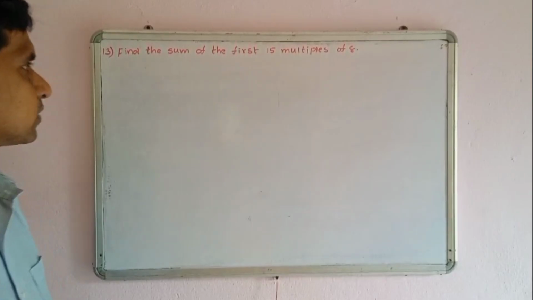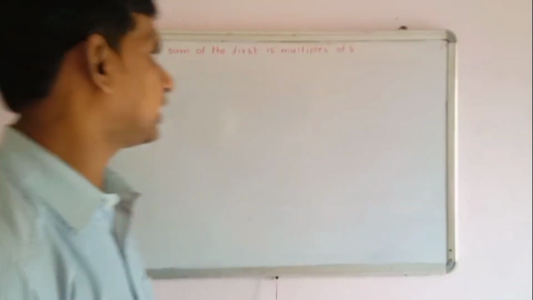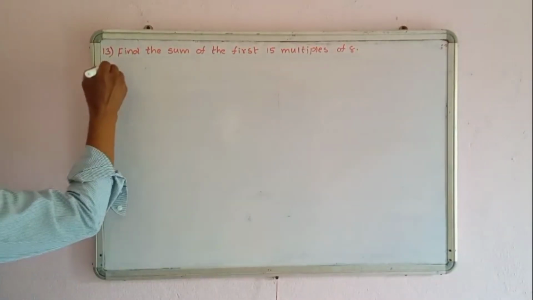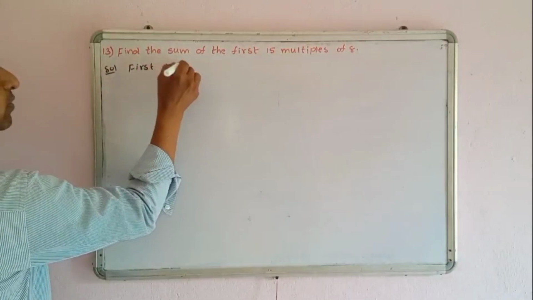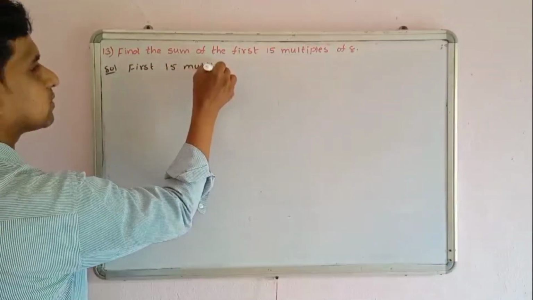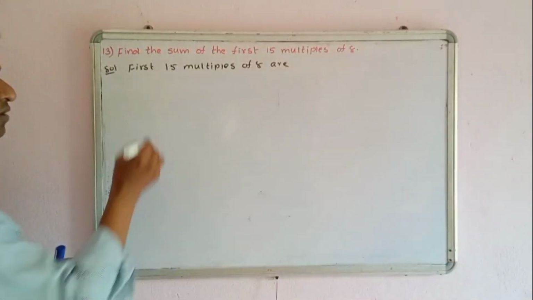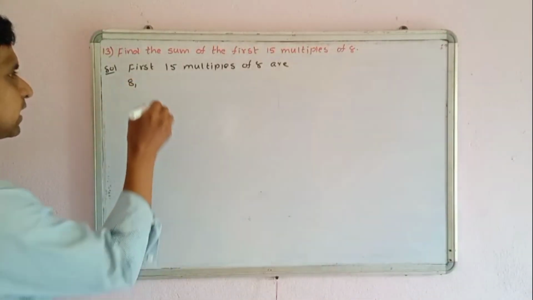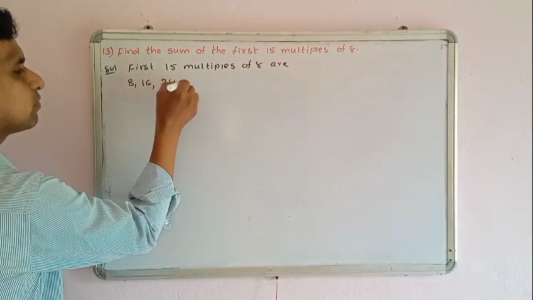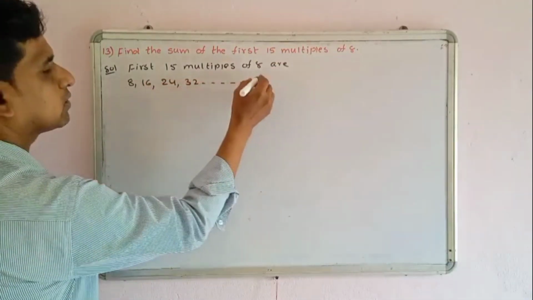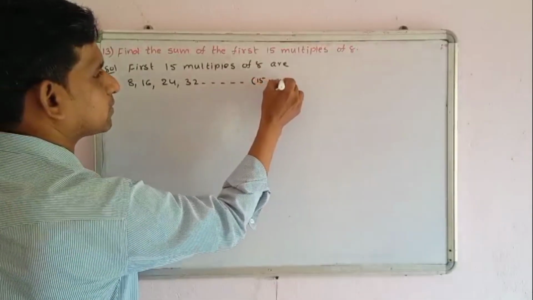13th problem. Find the sum of the first 15 multiples of 8. The first 15 multiples of 8 are: what is the first multiple of 8? 8. Second multiple 16, third multiple 24, fourth multiple 32, and so on. How many multiples are there? 15 multiples.